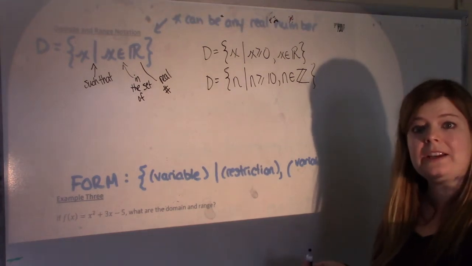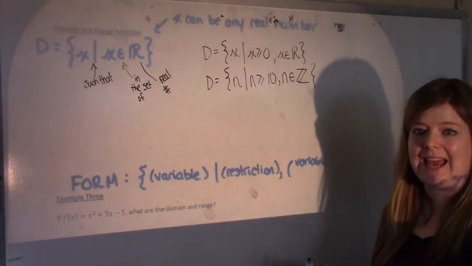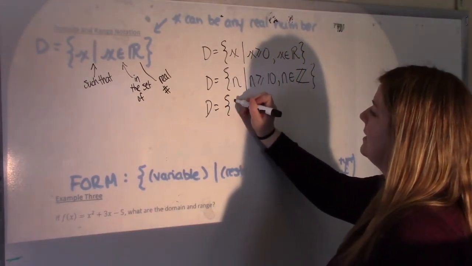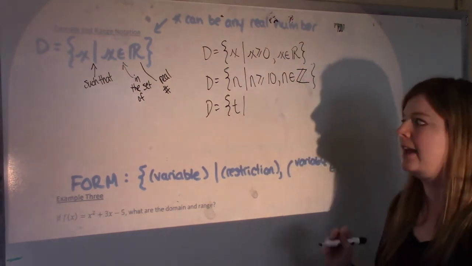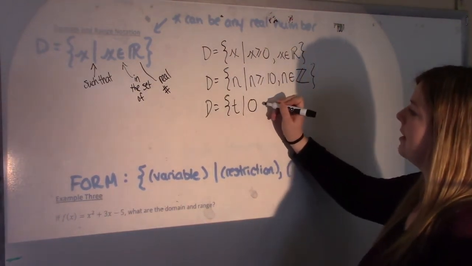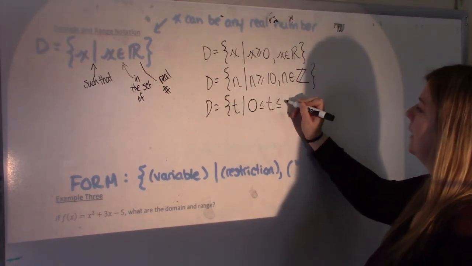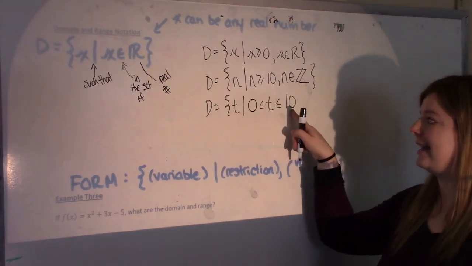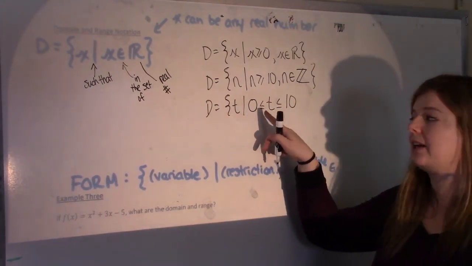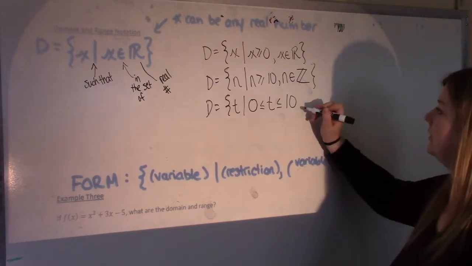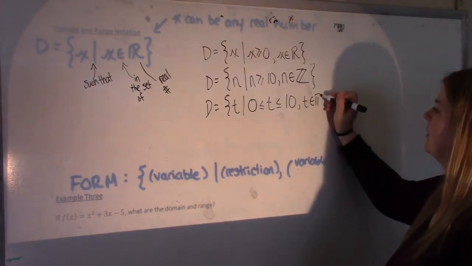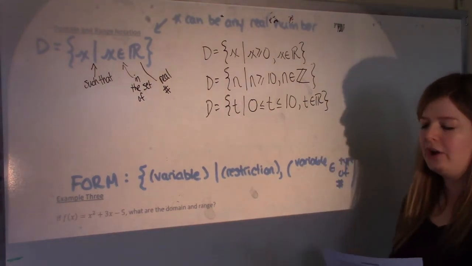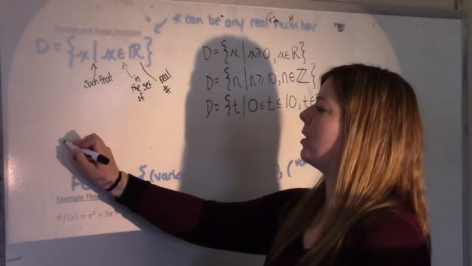Now what if it has to be between two numbers? Let's say between 0 and 10. Okay, so let's do, let's say t. So let's say we're doing something with time. And then you put the smallest number here, and then the biggest number. So t is between 0 and 10. It has to be greater than or equal to 0 and less than or equal to 10. And then time is a real number, so we tell the reader that it can be any real number. Okay? Range is the same thing, except that you use y.